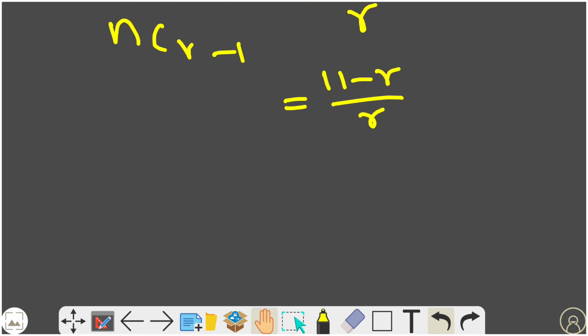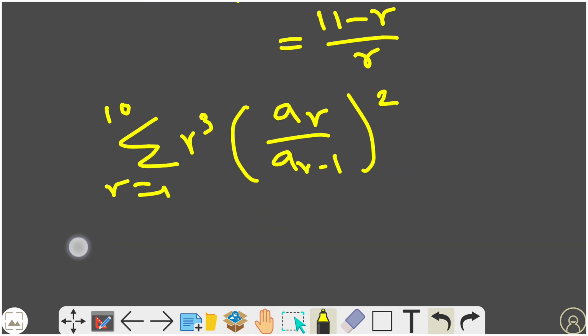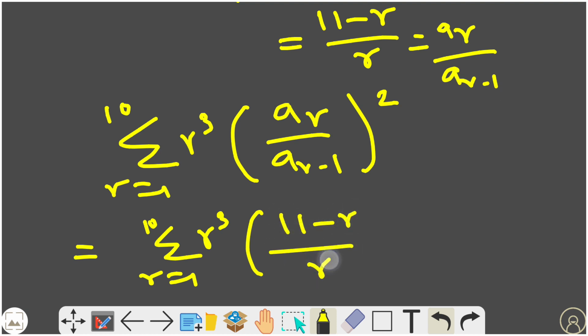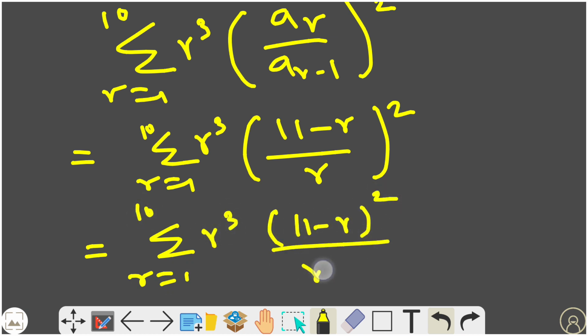Okay, so we can replace the summation r equal to 1 to 10 of r cube, ar divided by ar minus 1 the whole square. So this is the question. Summation r equal to 1 to 10 of r cube, and we know that ar divided by ar minus 1, instead of that we have to write 11 minus r divided by r the whole square. So now summation r equal to 1 to 10 of r cube times 11 minus r the whole square divided by r square.